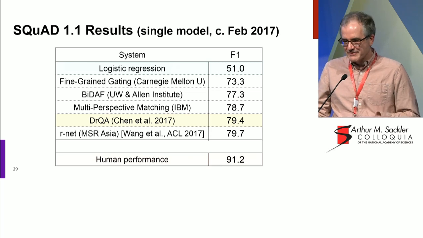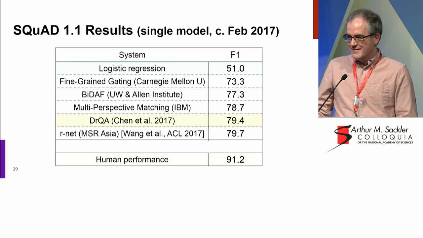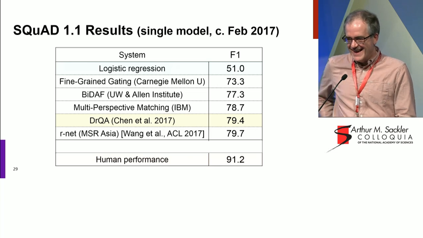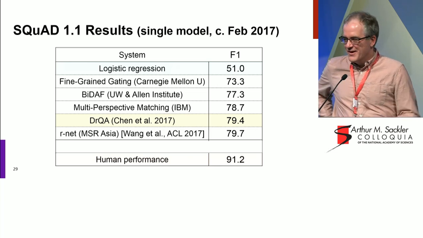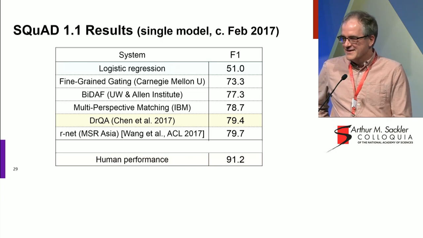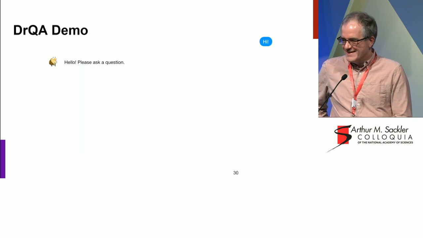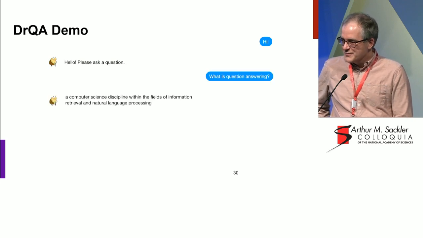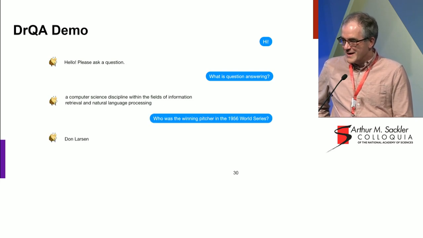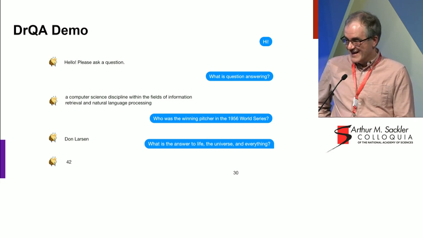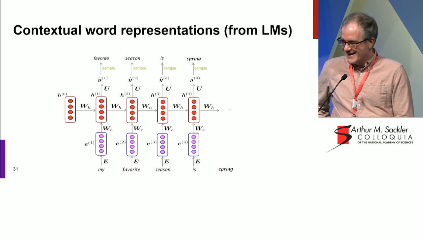Even this simple model gave basically state of the art in 2017. Of course, people have kept on working on it, and things have gone much better again since then. But you really can use this to ask simple questions. You can ask what question answering is and find it's a computer science discipline. You can ask about baseball people that you want to know about, and that works. And you can get the answer to life, the universe, and everything. It really works to a surprising degree.